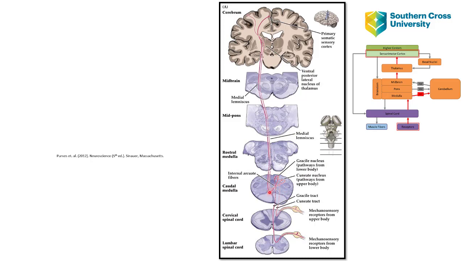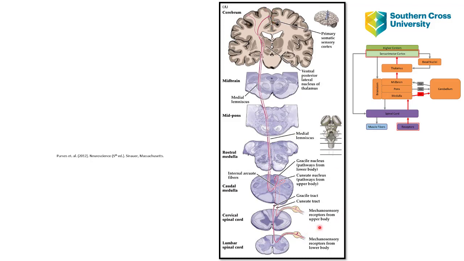Second order then immediately decussates, and now we call this ascending pathway the medial lemniscus pathway. So that's the second half of the name, the dorsal column, which is through the spinal cord, medial lemniscus, which is through the brainstem pathway. So that medial lemniscus pathway comes all the way up to our VPL nucleus of the thalamus, synapses onto our third order neuron. Third order neuron is going to go out into our primary somatosensory cortex.